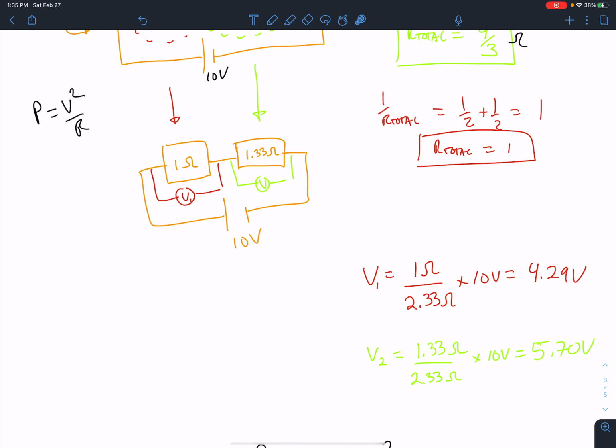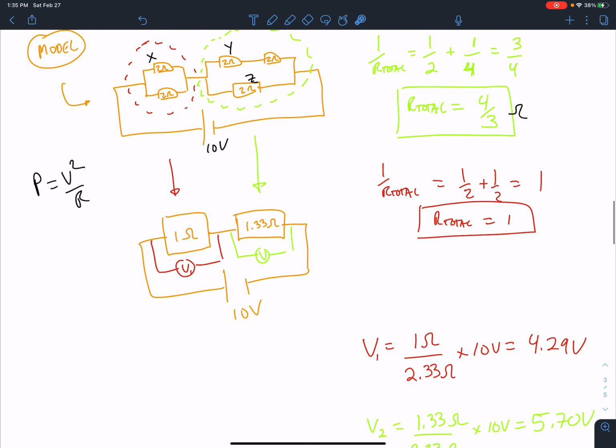Now knowing that, I know there is 5.7 volts going across that, and 4.29 volts going across that one. And I have 5.7 volts going across that entire section, which is split in half. So I'll have the least amount of voltage going across that resistor, the most amount of voltage across that resistor, and a middle amount of voltage on the other.